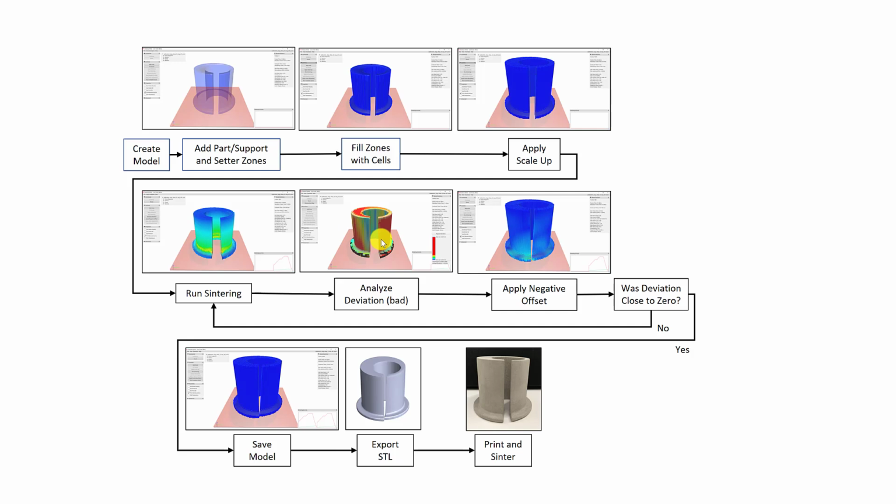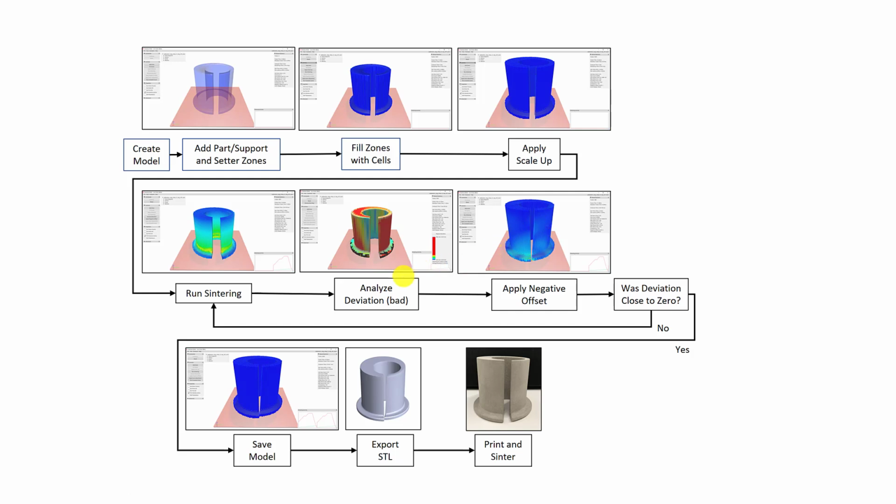So what Live Sinter does next is apply a negative offset, which goes back to essentially the same shape as the scaled up part, but you can see that it has compensated for the warping that took place as it shrank by altering its shape. We call this a negative offset shape.